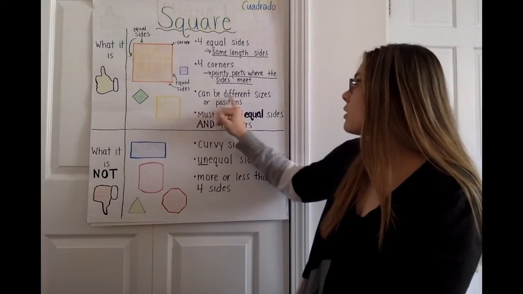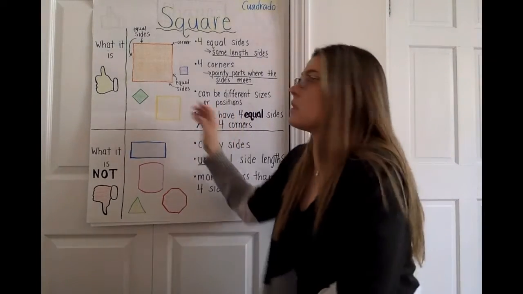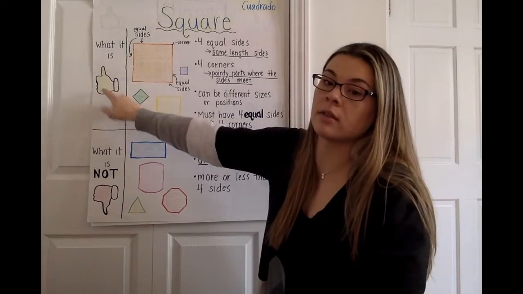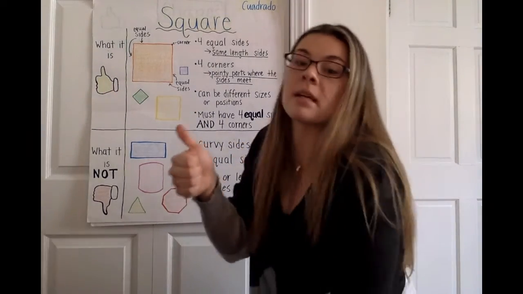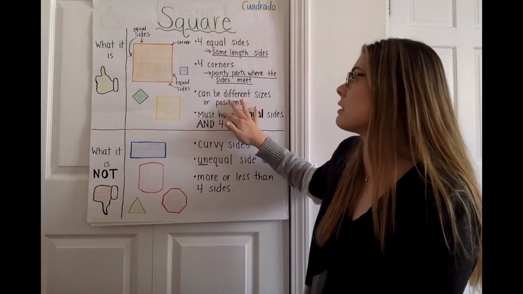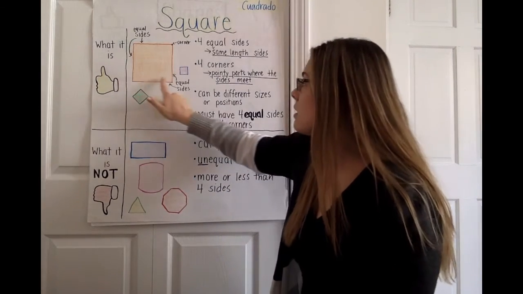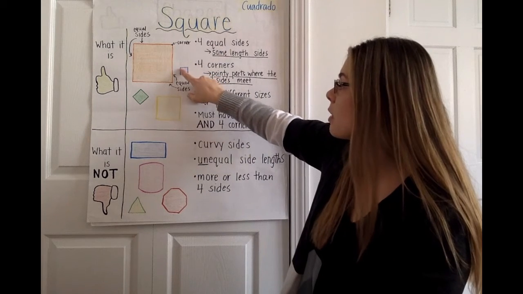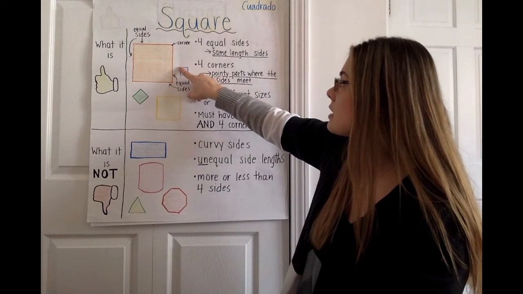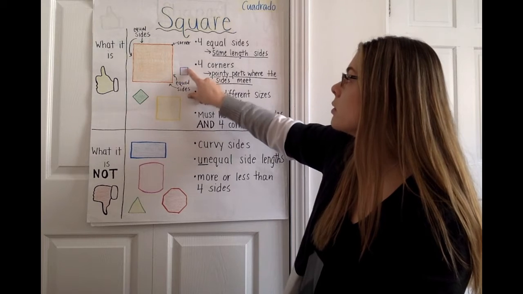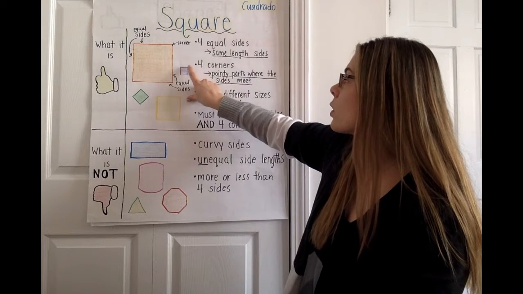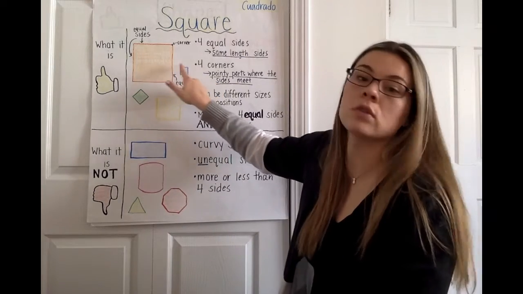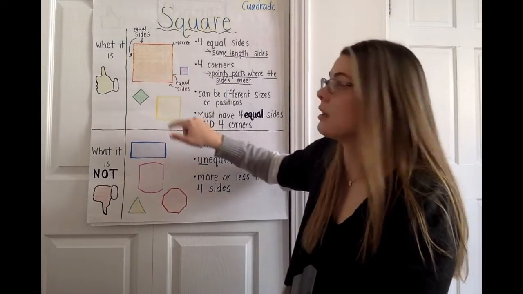And it can be in different sizes or positions. I have some examples of what a square is here. Okay, we can give it a thumbs up. This is what a square is. It can look just like this one here. It could also be smaller in size, but as you see, the small purple square still has its 4 equal sides, 1, 2, 3, 4, and its 4 corners, 1, 2, 3, 4. So this is a square. These are both squares. They are just different sizes.